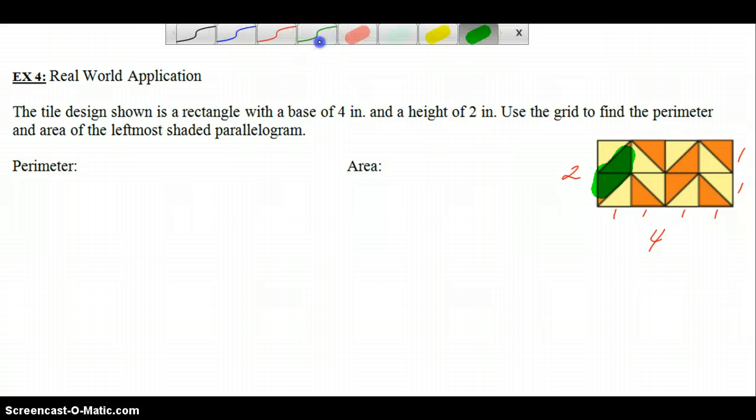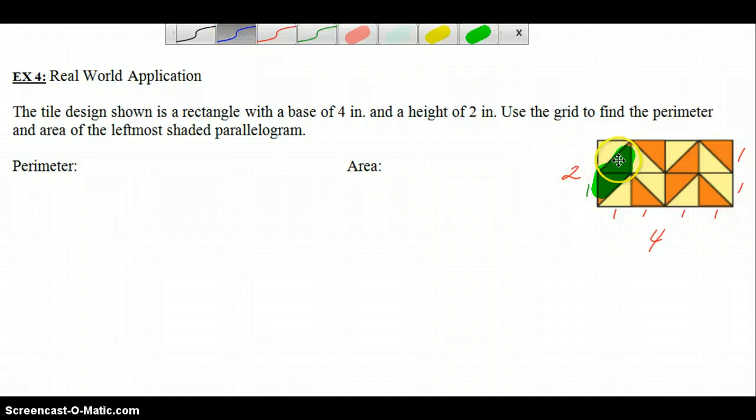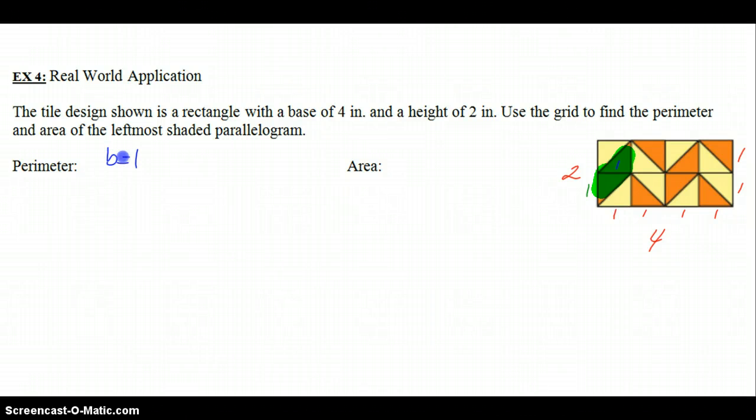Okay? So let's look at what we can call the base and the height of that shape, because that is a parallelogram. Well, let's say I called this vertical side the base. That's a length of 1. And the height measurement, we could call that a length of 1 as well. So we have a base and a height that equal 1.